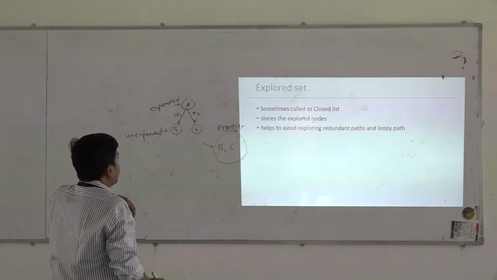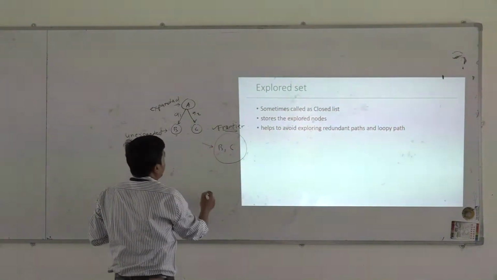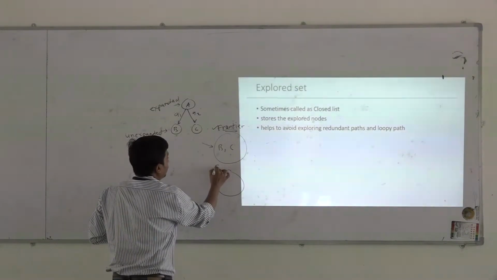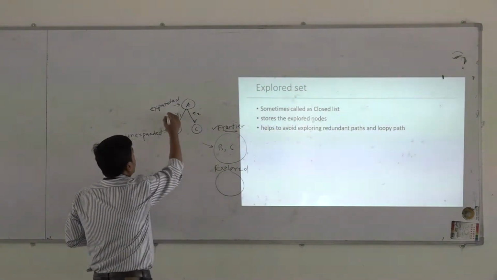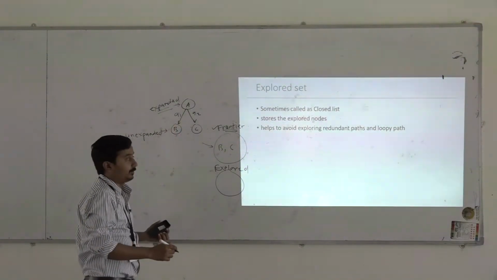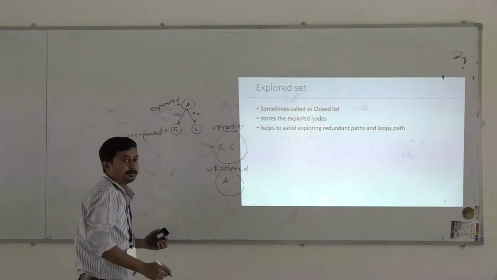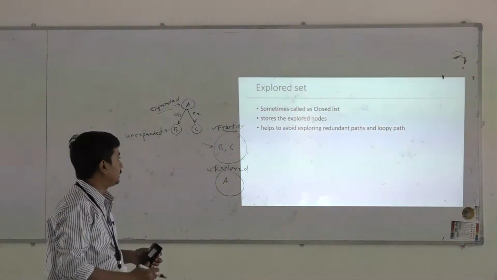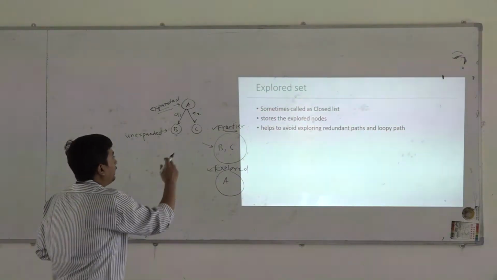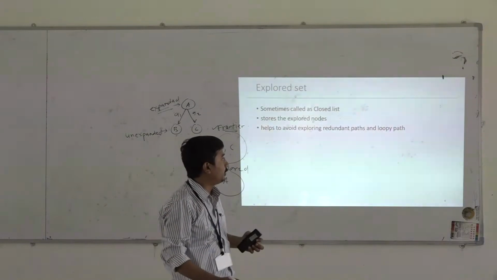The next concept is known as the explore set. Just like the frontier, we will maintain a set called the explore set, where we maintain the nodes which we have expanded. So in this scenario, A will be in the explore set. Sometimes it is known as the closed list, and it helps to avoid exploring redundant paths and loopy paths.